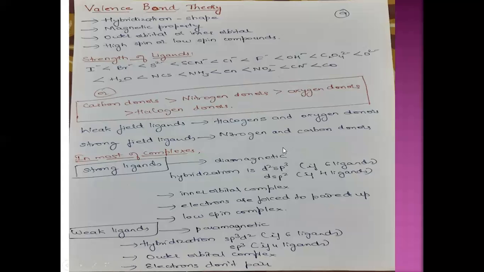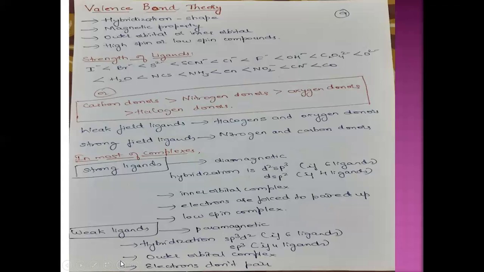Next, since inner d orbitals are involved, it is said to be an inner orbital complex. So the complex in the presence of stronger ligands always has inner d orbitals taking part in the hybridization. That's why it is said to be an inner orbital complex. Since it is diamagnetic, there is no unpaired spin. That's why it is a low spin complex.